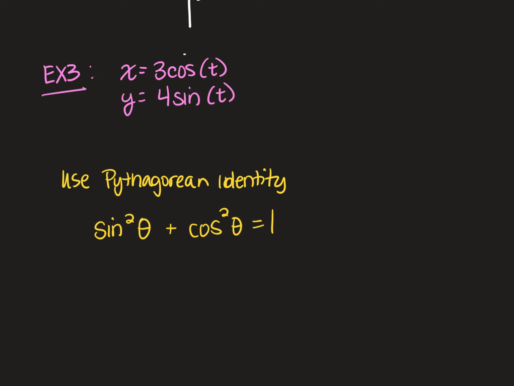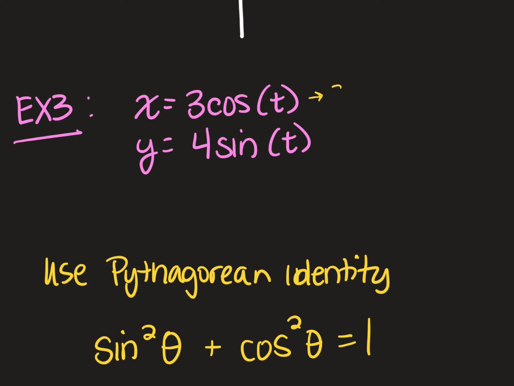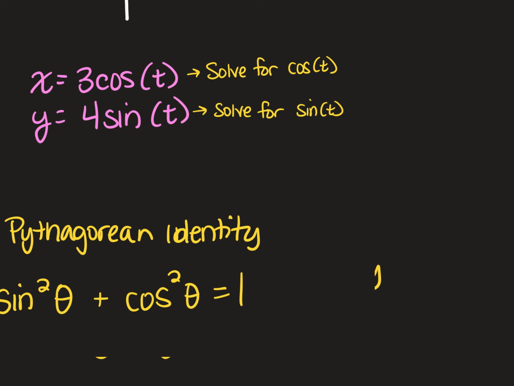So what I'm going to do, instead of solving for t, is I'm going to come back up here, and I'm going to solve this equation for cosine of t, and I'm going to solve this equation for sine of t. So what does that look like? Well, when I solve the top equation for cosine of t, that means I'm going to divide both sides by 3. So I would get x over 3 equals cosine of t. When I solve the second equation for sine of t, I'm going to divide both sides by 4. So I would get y divided by 4 equals sine of t.